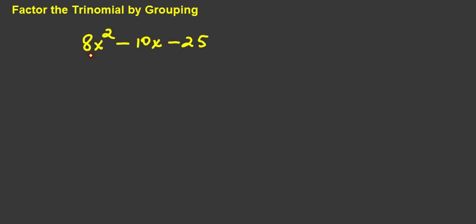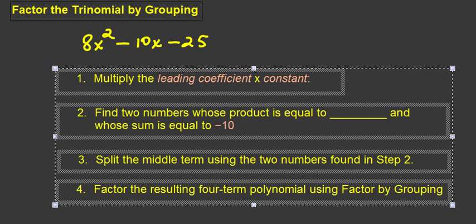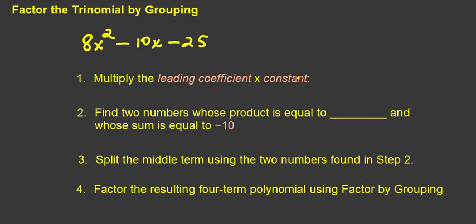This one says to factor the trinomial by grouping. And we have 8x squared minus 10x minus 25. Now, if the leading coefficient of the trinomial is a 1, like just plain old x squared, then I wouldn't use the grouping method. I would just use trial and error. But in this case, using factor by grouping will actually be a little easier. Now, the basic steps for factor by grouping are as follows.